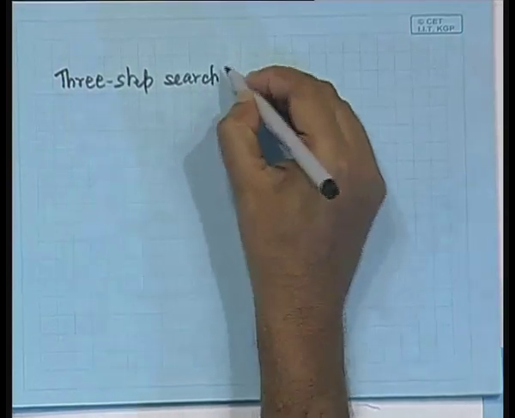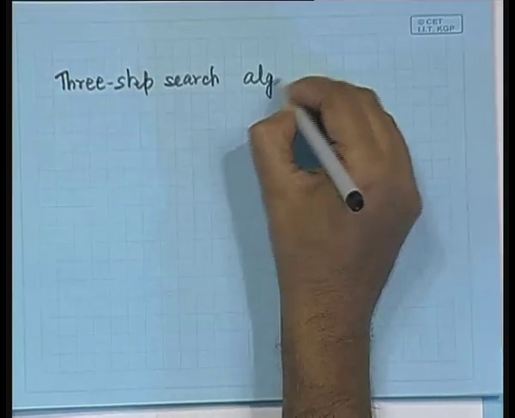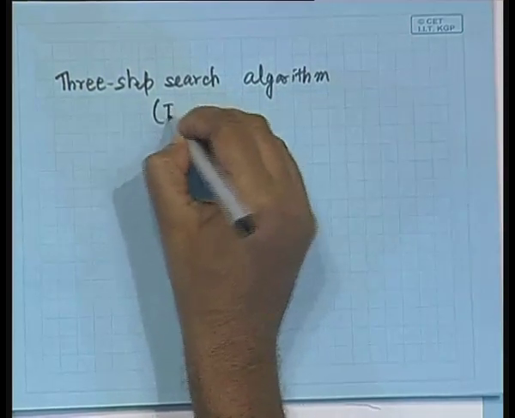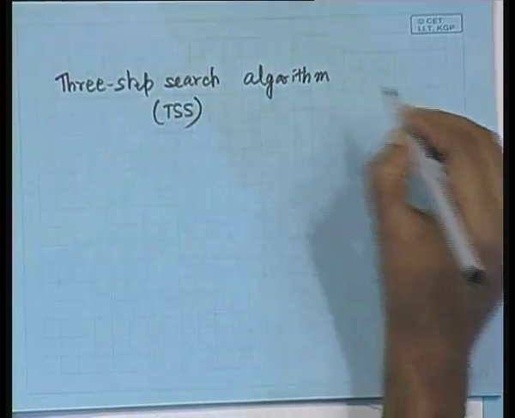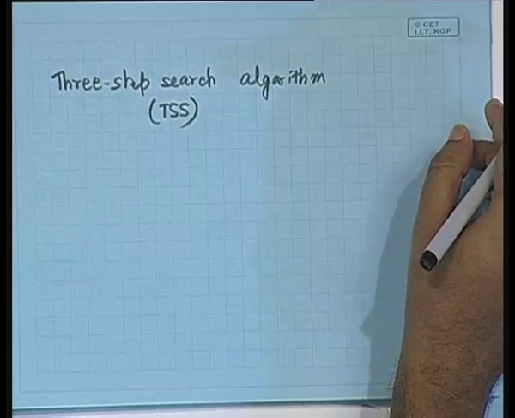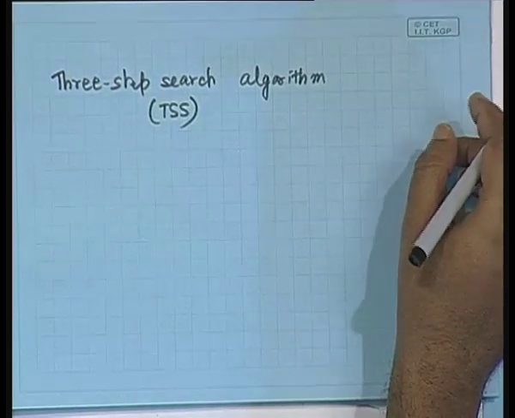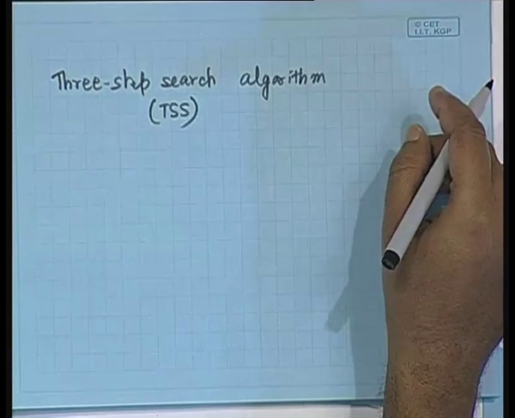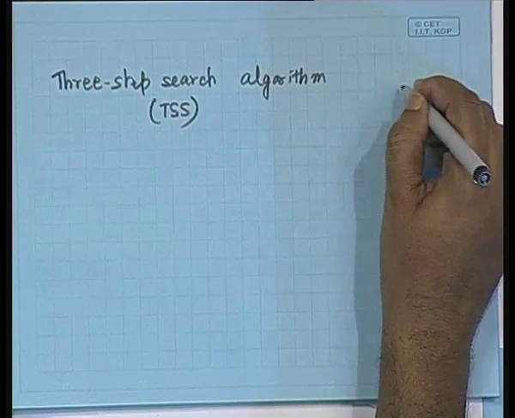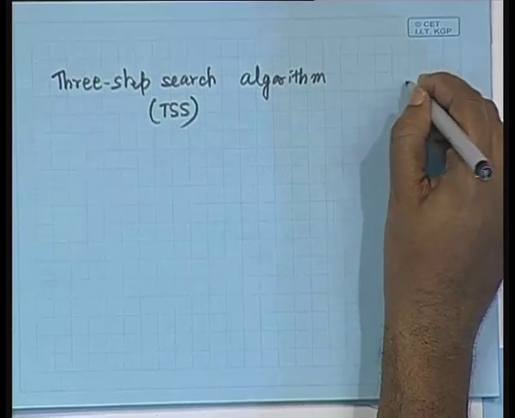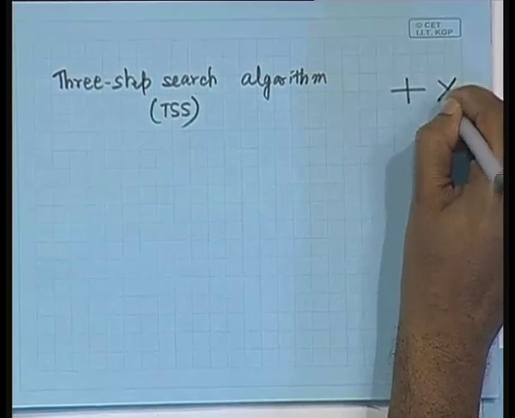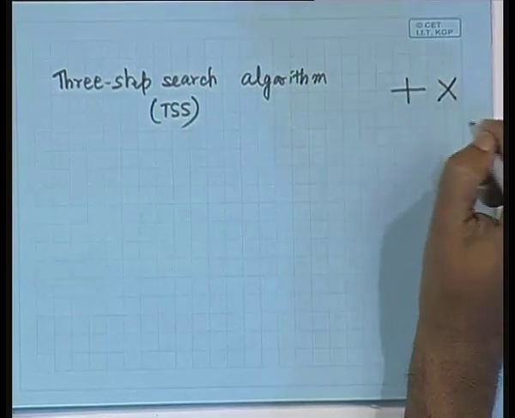3-step search algorithm is very popular, and in short form it is referred to as the TSS algorithm. Now, in the case of TSS, one can say that it is a combination of the cross search and the 2D logarithmic search. The 2D logarithmic search is in the shape of a plus, and the cross search is in the shape of a cross.